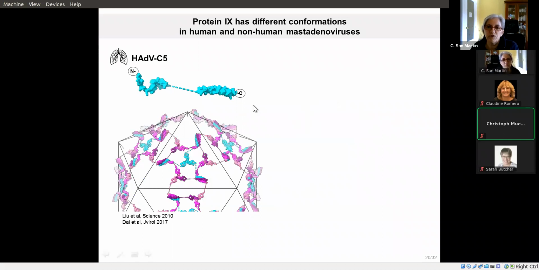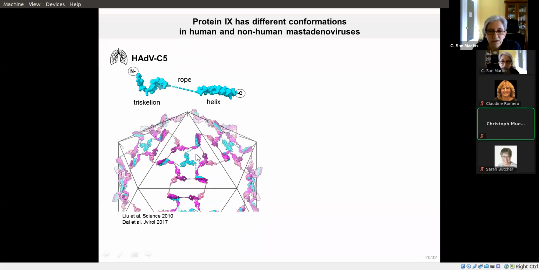So this is the structure of protein 9 in human adenovirus type 5. It has an N-terminal domain that we call the triskelion domain because in the capsid, it makes trimers with this triskelion shape. Then we have the rope domain. The rope domain is flexible and mostly it cannot be traced in the structures. It connects the triskelion with the carboxy terminal alpha helix.